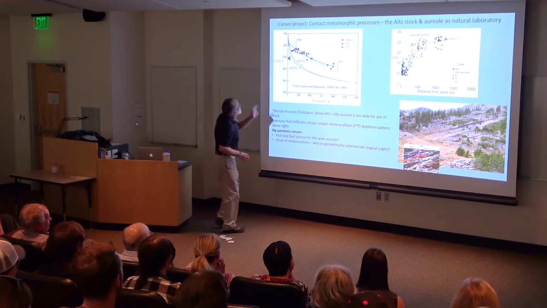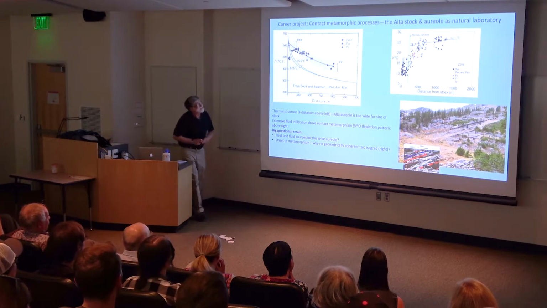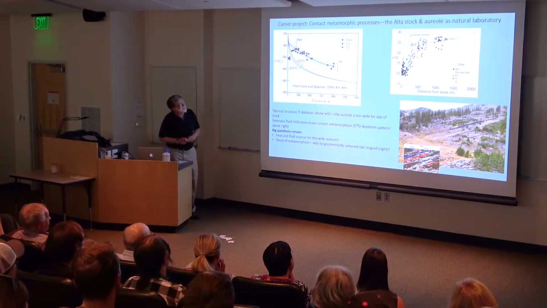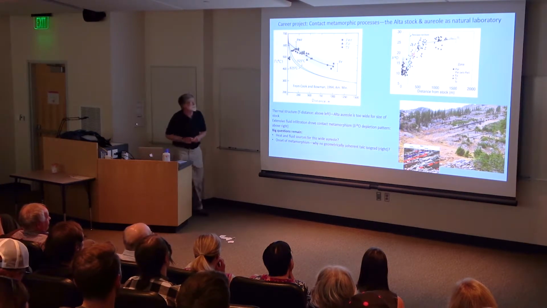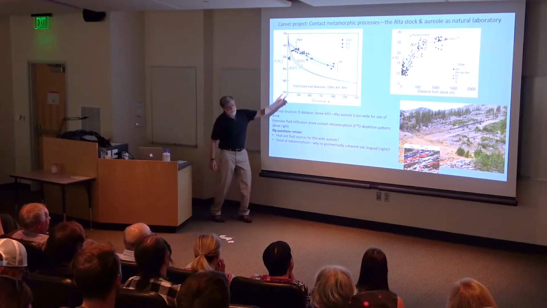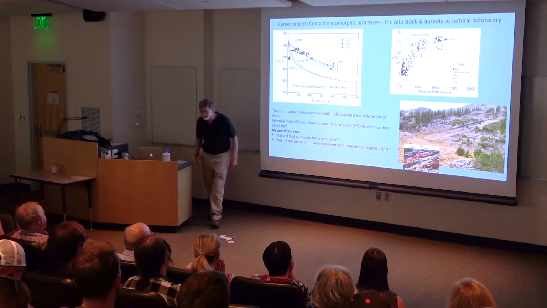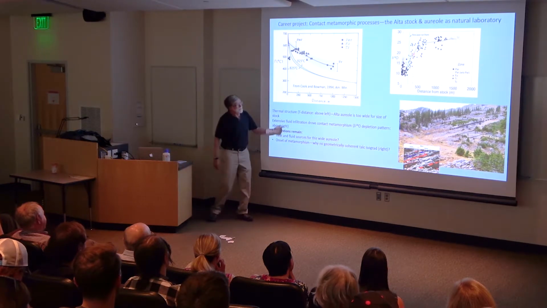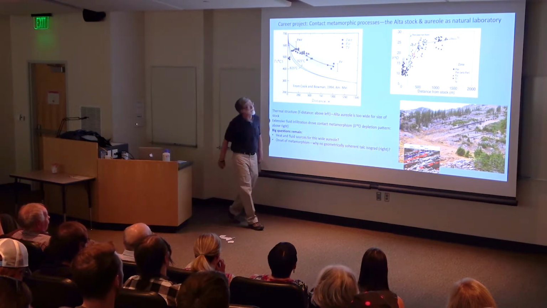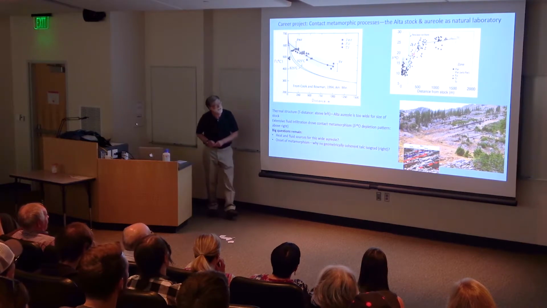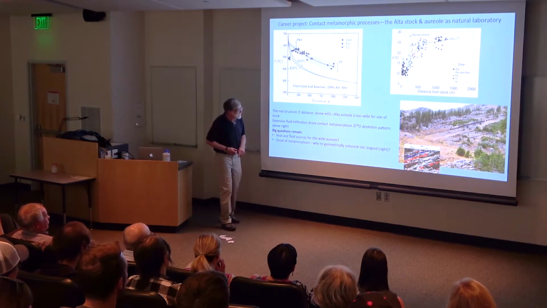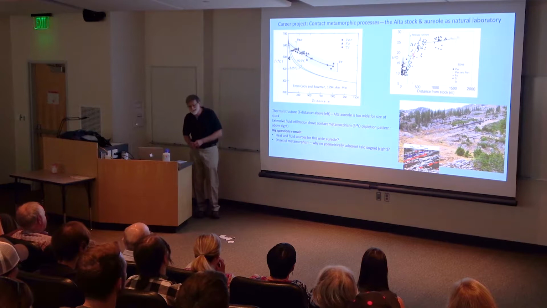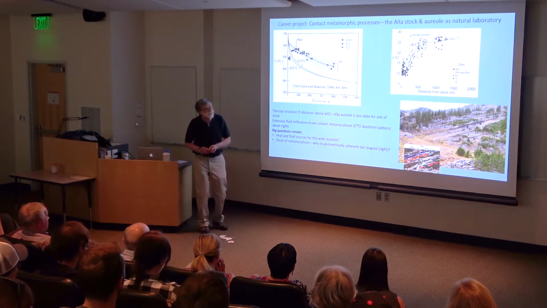Okay. I have a lifelong or career project on contact metamorphic processes in the Alta stock, and we're using that as a natural lab to establish the thermal structure, which says that the aureole is too big for the stock. There's been a lot of fluid infiltration, as indicated by extreme O18 depletions in the surrounding marbles here. That leaves a lot of big questions that I'm really excited to answer here.